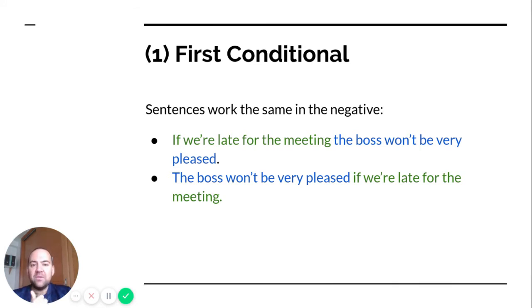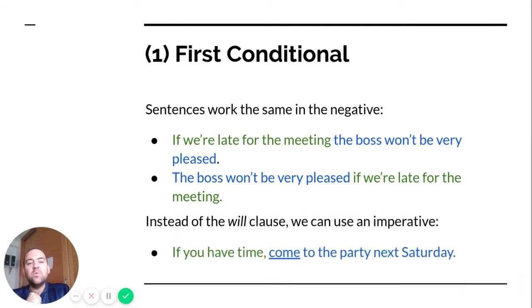If we're late for the meeting, the boss won't be very pleased. The boss won't be very pleased if we're late for the meeting. If you look here, really, they're not even separated by a comma, by a period or anything, okay? It feels like just one full sentence, but with two clauses. If we're late for the meeting, the boss won't be very pleased.